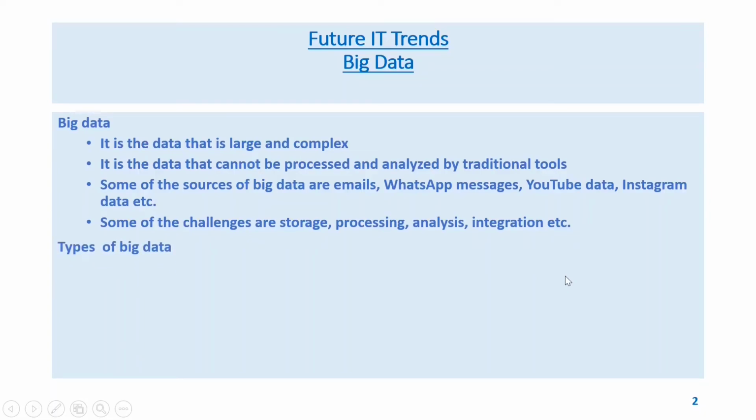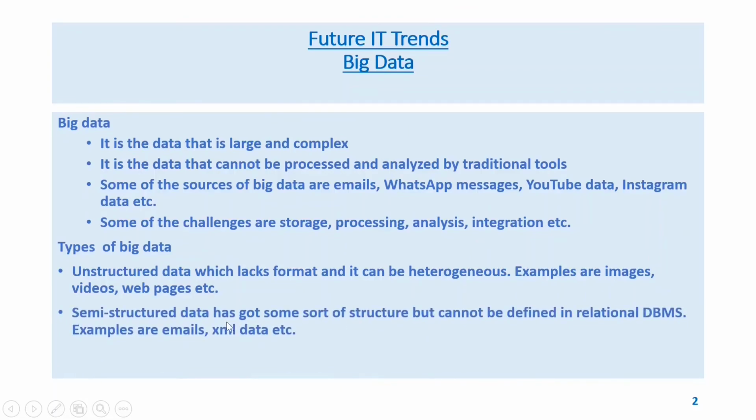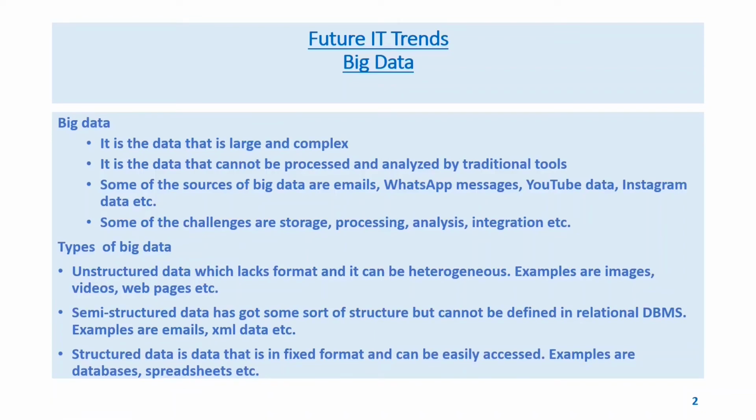Types of big data. Unstructured data, which lacks format and it can be heterogeneous. Examples are images, videos, web pages, etc. Semi-structured data. Semi-structured data has got some sort of structure but cannot be defined in relational DBMS. Examples are emails, XML data, etc. Structured data. Structured data is data that is in fixed format and can be easily accessed. Examples are databases, spreadsheets, etc.